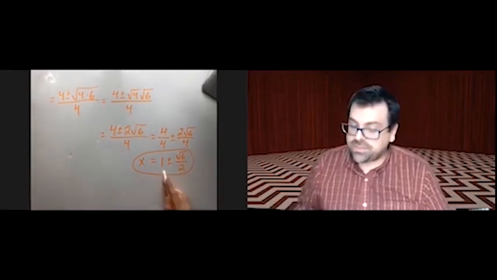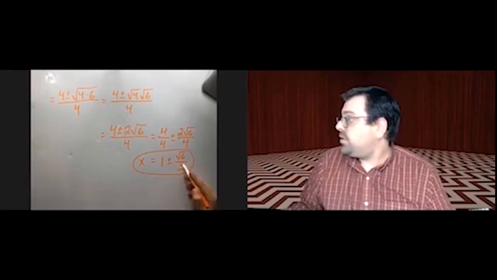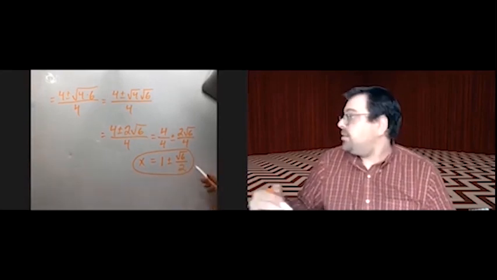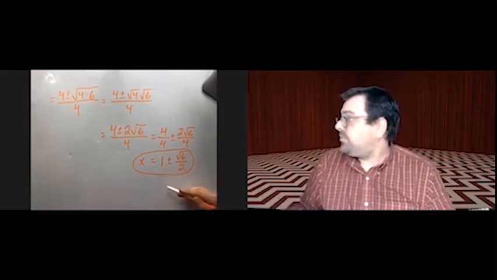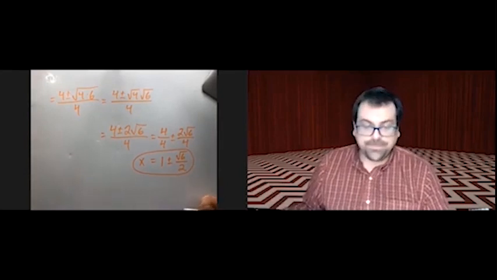And this is 2 answers. 1 plus radical 6 over 2. 1 minus radical 6 over 2. 1 plus or minus radical 6 over 2.